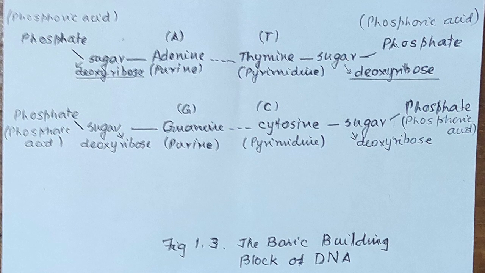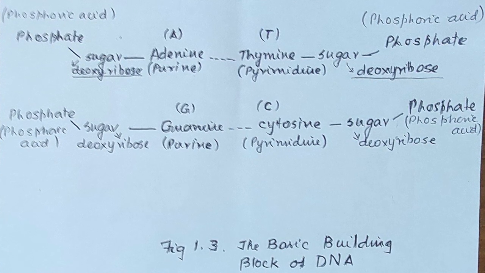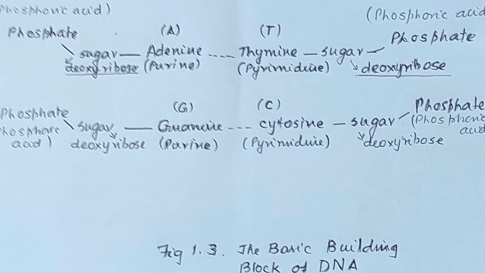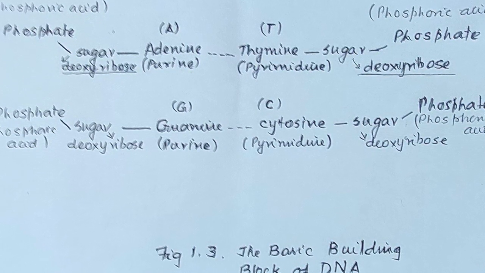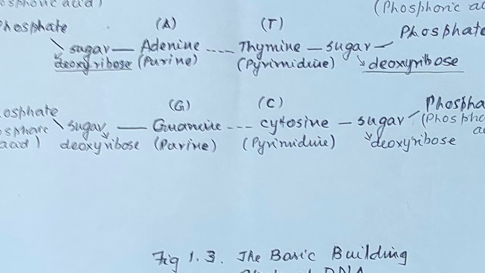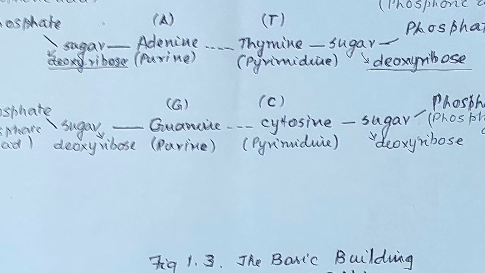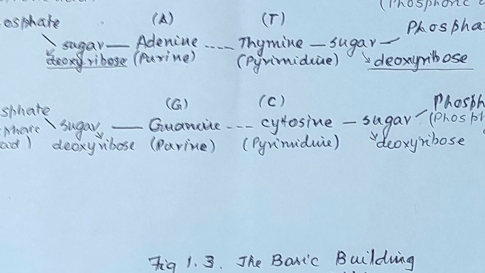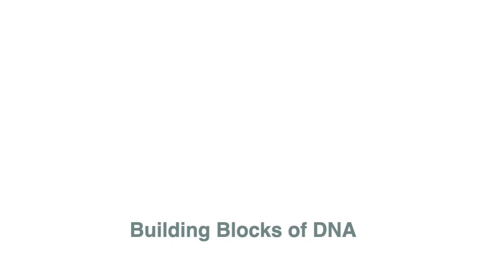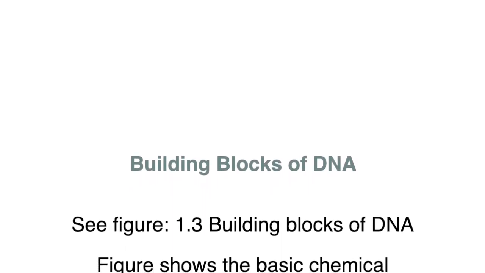Figure 1.3 shows the basic building block of DNA. There are a sugar and phosphoric acid molecule which is attached to one of the purine or pyrimidine bases, which is again attached in the reverse manner with a pyrimidine or purine base, a sugar and a phosphate. Building blocks of DNA. See figure 1.3, building blocks of DNA shown earlier.